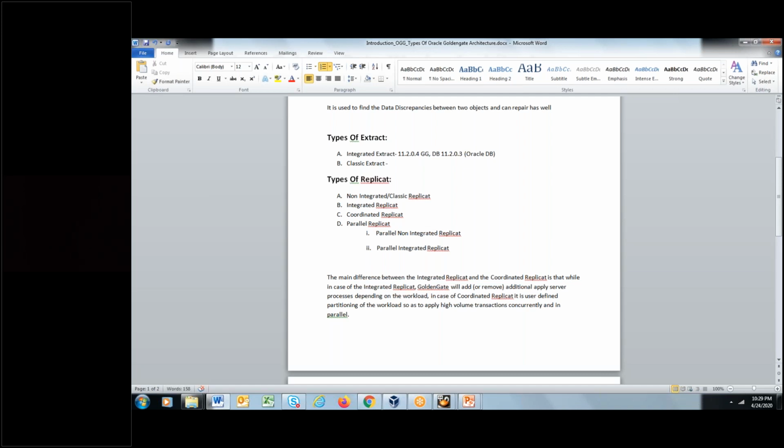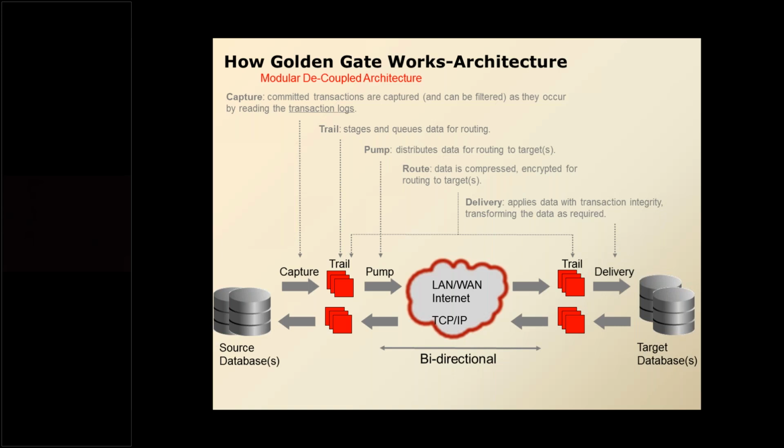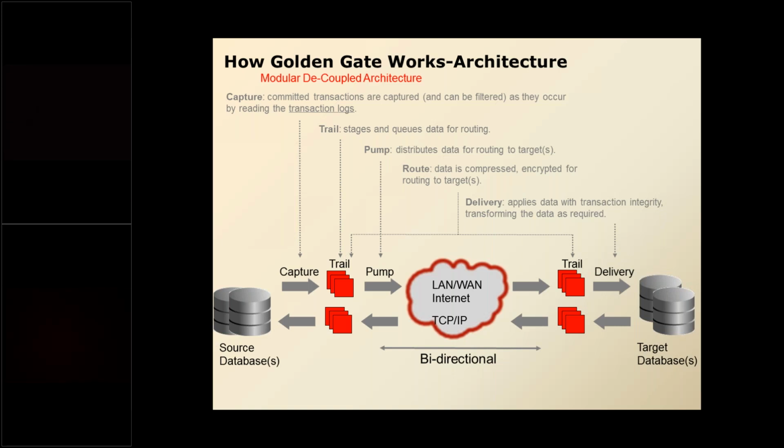However, with database 20c, Oracle is having only multi-tenant architecture. So definitely if you have Oracle database 20c, in that scenario, you cannot use classic extract, the reason being it is not supported with multi-tenant architecture. So what is the difference between integrated extract and classic extract? What I was talking about here as an architecture is known as classic architecture.